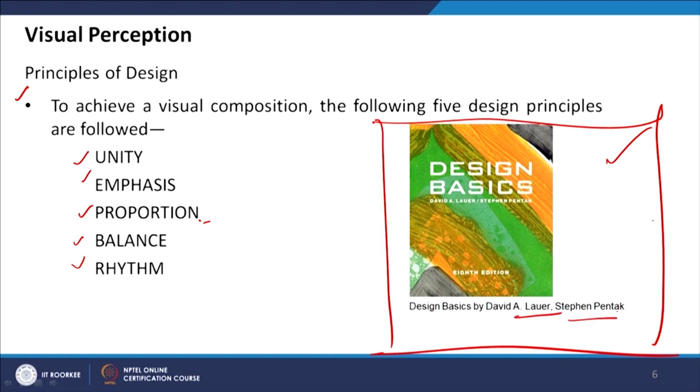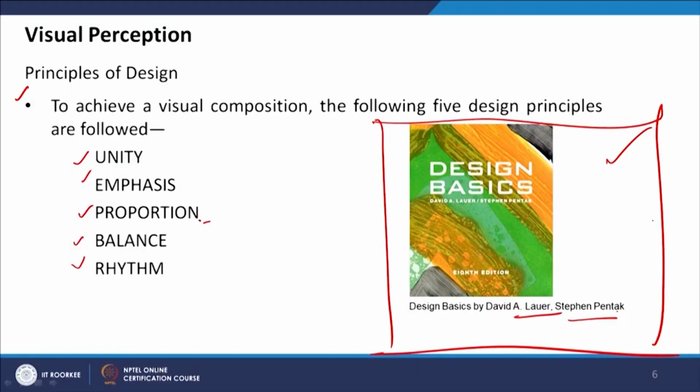So all these five principles of design, and how we can achieve them with the help of five design elements, which are line, shape, color, texture, and pattern. There are five design elements with which, through permutation and combination of these elements, these design principles can be achieved.